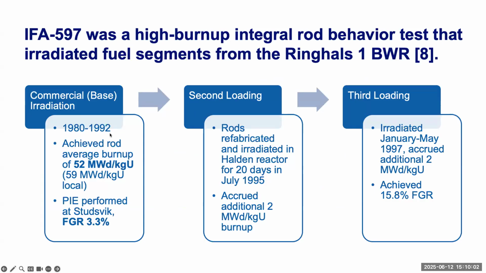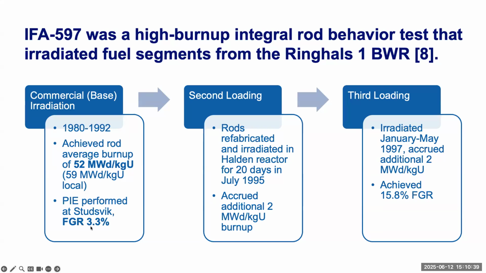So you can see essentially the process of the experiment. First, the fuel rods were irradiated in a base irradiation, i.e., to produce power in the Ringhals reactor, and achieved a rod average burnup of roughly 52 megawatt days per kilogram. And then PIE was performed later on at the Studsvik facility, calculating fission gas release to be between 2.5% and 3.3%. I chose to stick with the 3.3% because that was calculated by the Halden reactor facility.